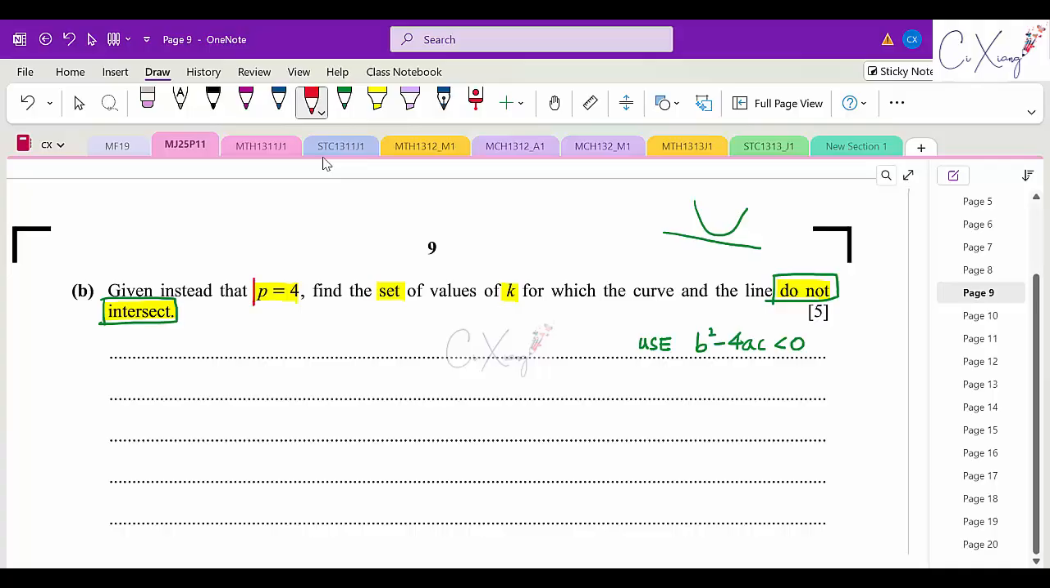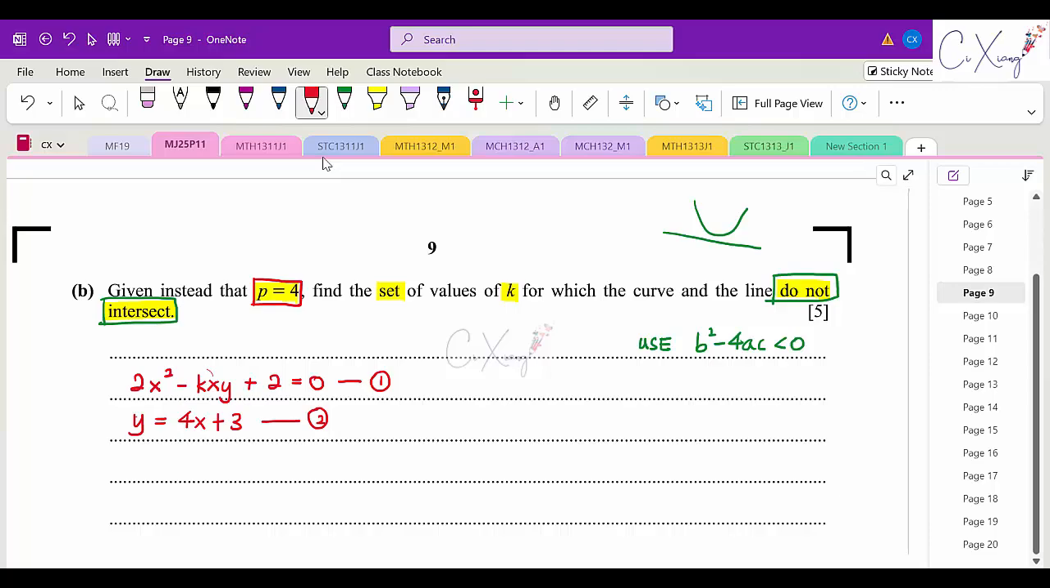For this question, they give us the value of p, which is equal to 4. What is the curve equation that we have? According to what we have in the first part, the first equation of the curve is 2x squared minus k. Now you just assume that the k remains k, right? You don't use the value of k in the previous question. This is my curve equation. And for my linear equation, P equals 4 now, so 4x plus 3. This is the second equation.